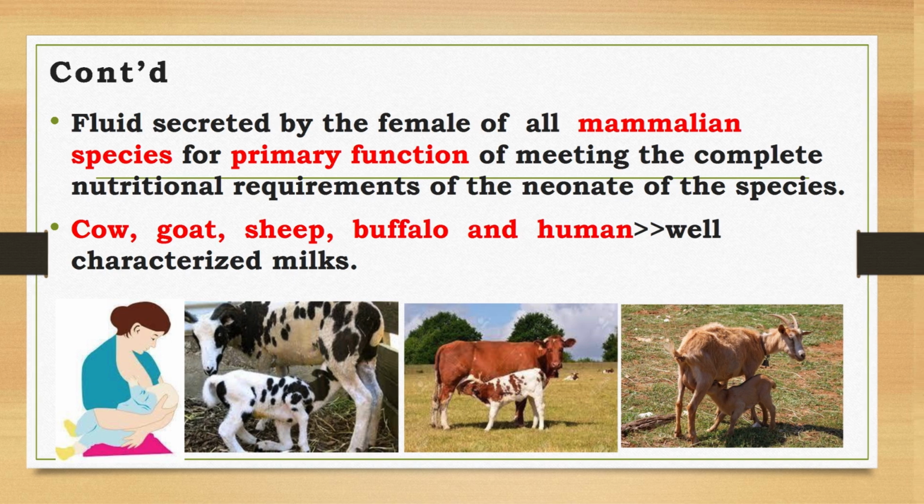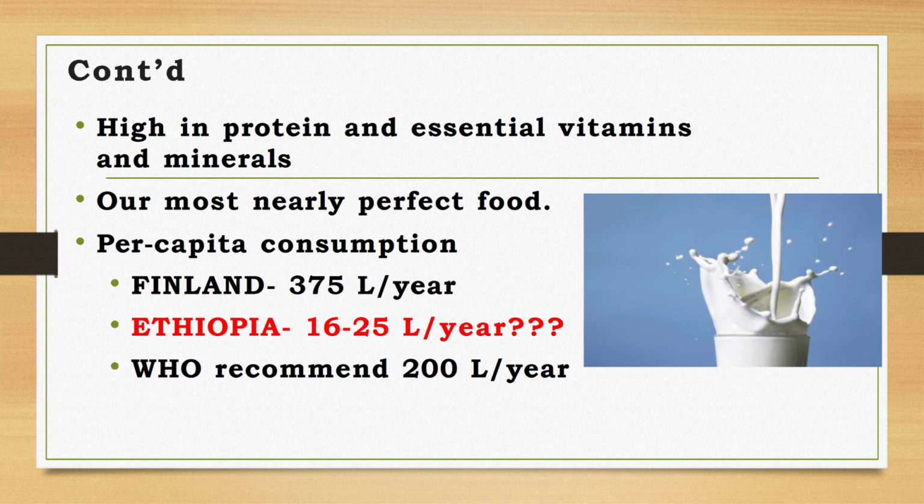Let's understand this more clearly. Milk is high in protein and essential vitamins and minerals. It's often called our most nearly perfect food. But its consumption varies widely across the globe. For instance, in Finland, the per capita consumption is about 375 liters per year. In Ethiopia, estimates suggest it's between 16 and 25 liters per year. And for context, the World Health Organization recommends about 200 liters per year.